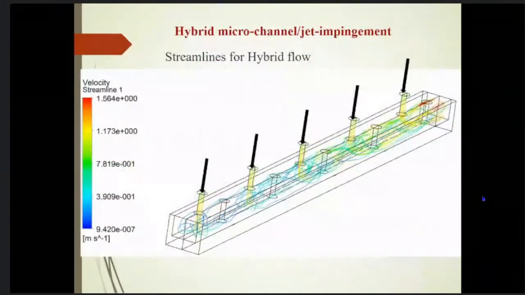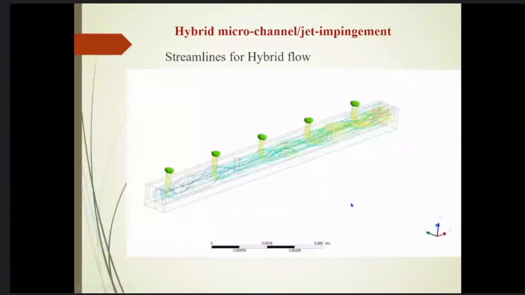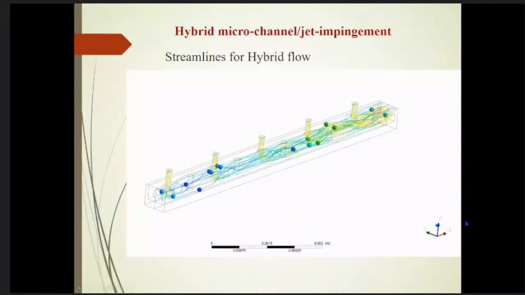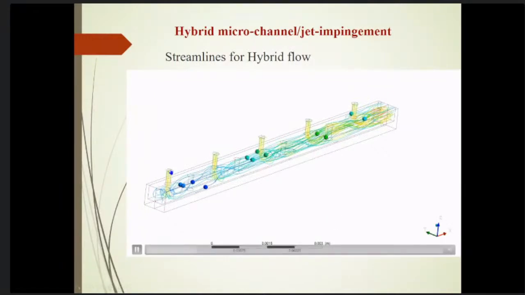So here we have what is happening with the flow when the jet is coming from this nozzle, and then the fluid is moving, and there is a passive structure, which is a pillar here, and what is happening with the fluid molecules.